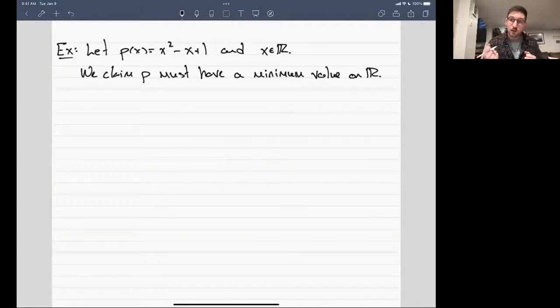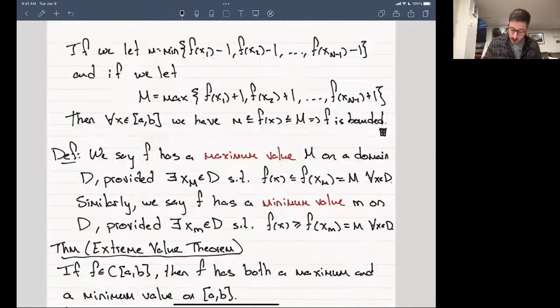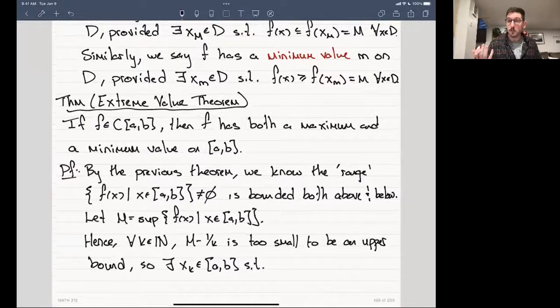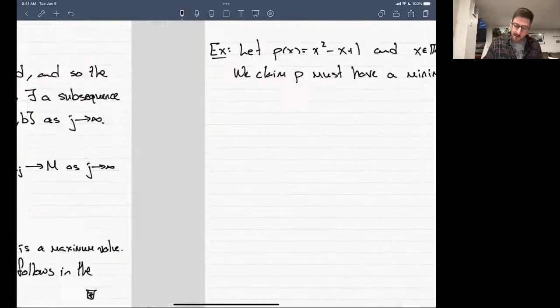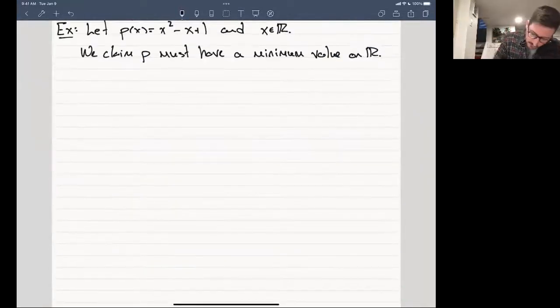And the issue, as I said, is you cannot apply the extreme value theorem here because the real numbers are not a closed interval. So that's not going to work. So how are we going to do this? Well, we're going to be super clever.